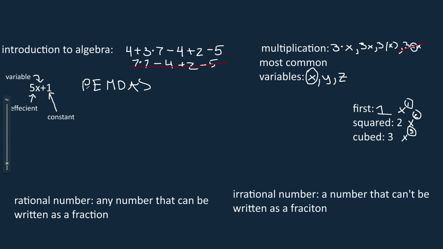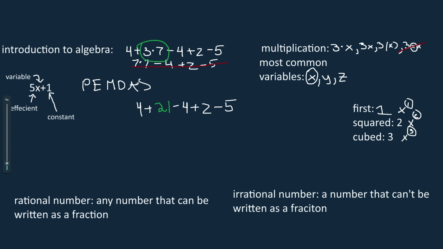So let's take a look at this expression, the one that I just made. We don't have any parentheses. We don't have any exponents. But we do have multiplication. So we do this first. Let me change the color. So 4 plus 3 times 7 is 21, minus 4 plus 2 minus 5. So, yep, we did multiplication.